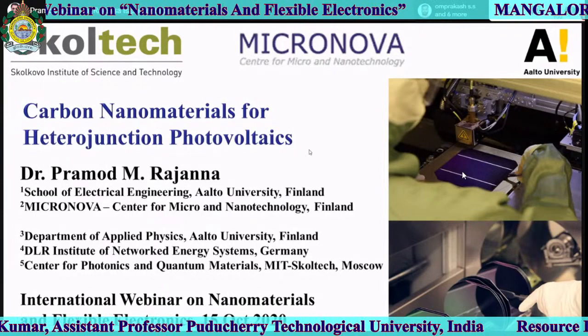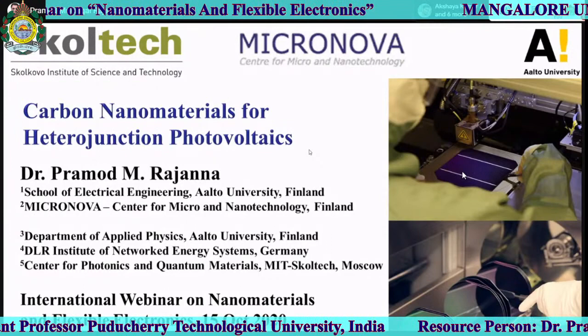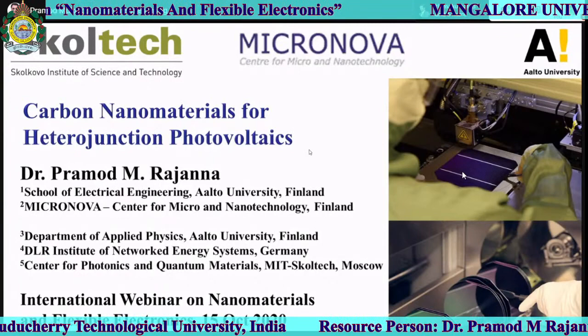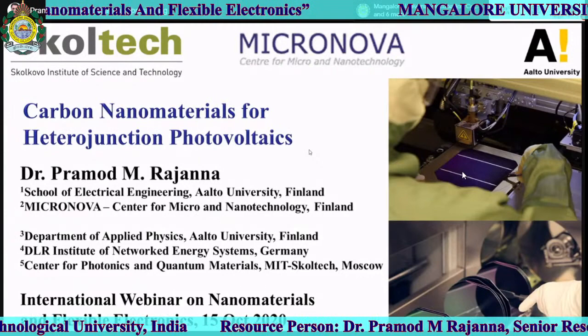Carbon nanomaterials can be of various types. It can be fullerenes, it can be graphene, it can be carbon nanotubes. And why specifically heterojunction? Photovoltaics is a name for solar cell applications.